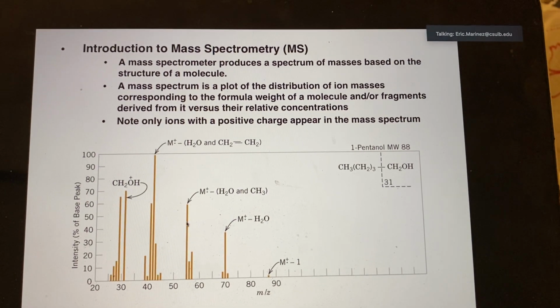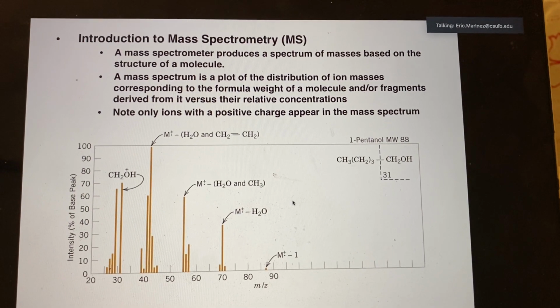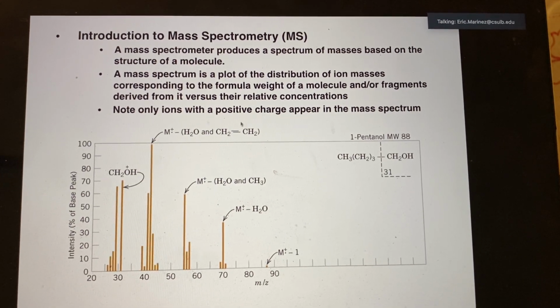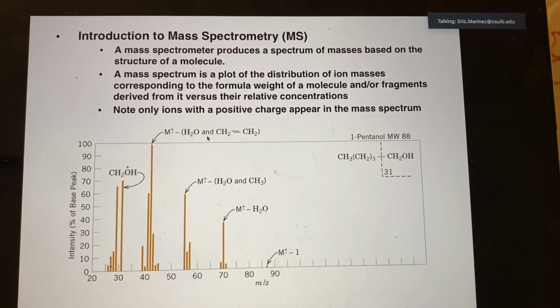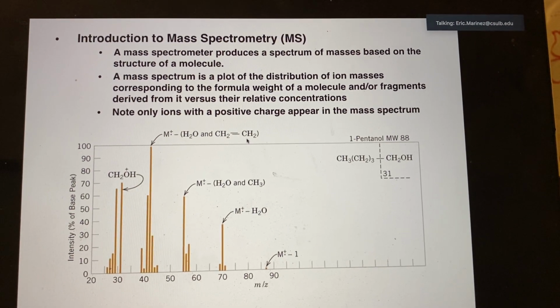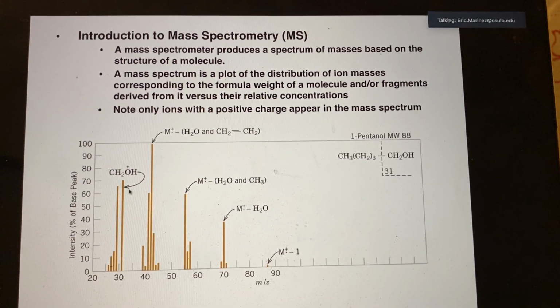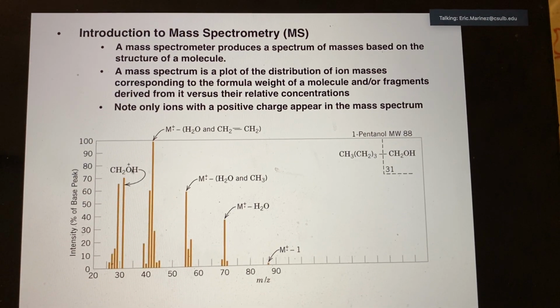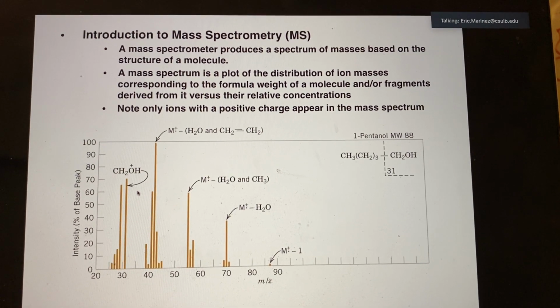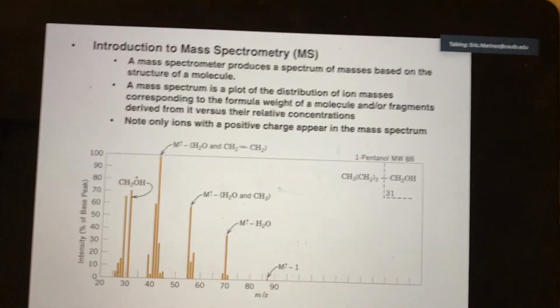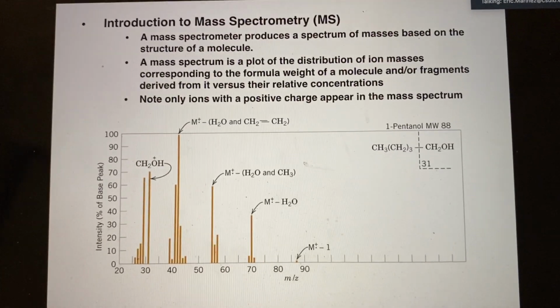Here's another peak that's basically loss of water and a methyl. Can we make that prediction? Here's another example where I lose water and a molecule of ethylene. And then here's another peak that is a fragment. Can we make that prediction? Okay, so we're going to look at how these molecules fragment.